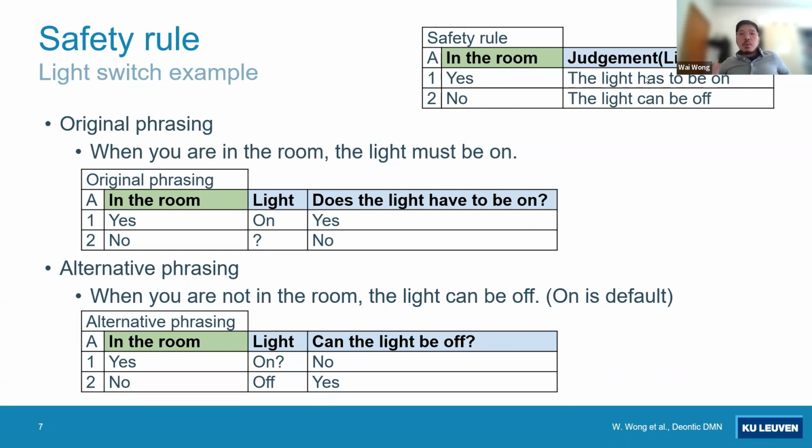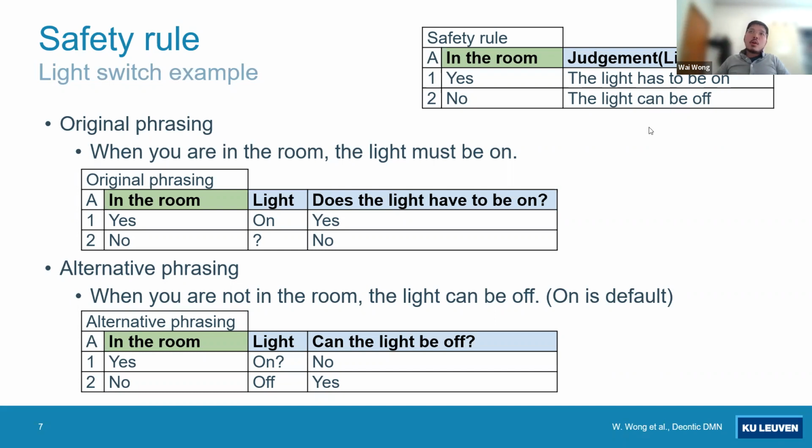Then you will see that there is a subtle difference: can be off is a different thing from has to be off, and we want to capture this kind of subtle difference. But normally in DMN, we don't do that explicitly. If you really want to do it, you need to wipe the whole phase out so that we know there's a subtle difference.